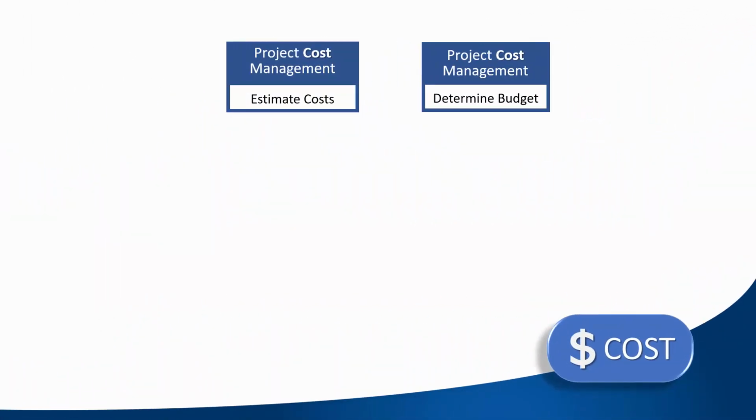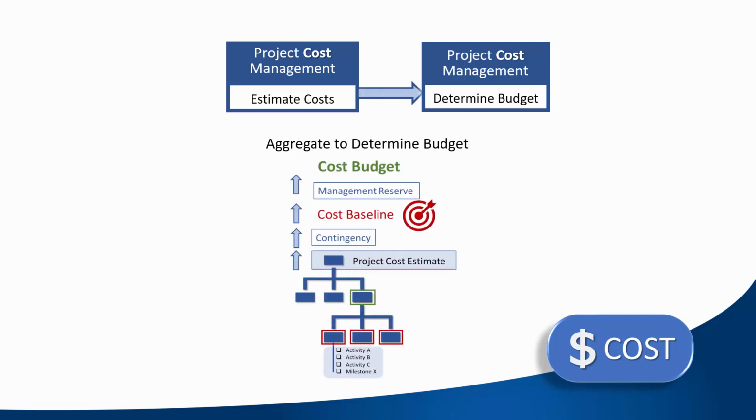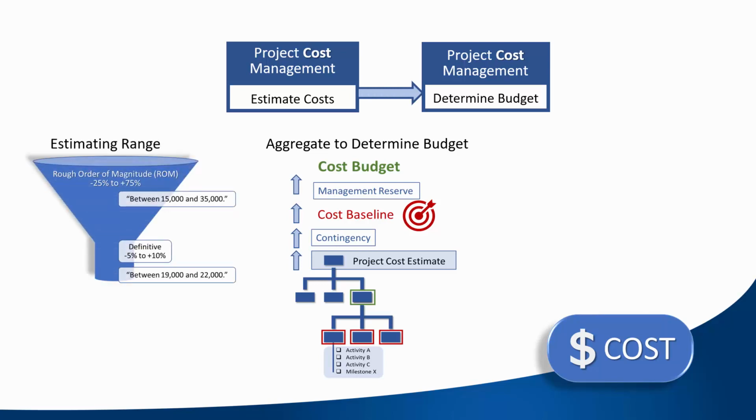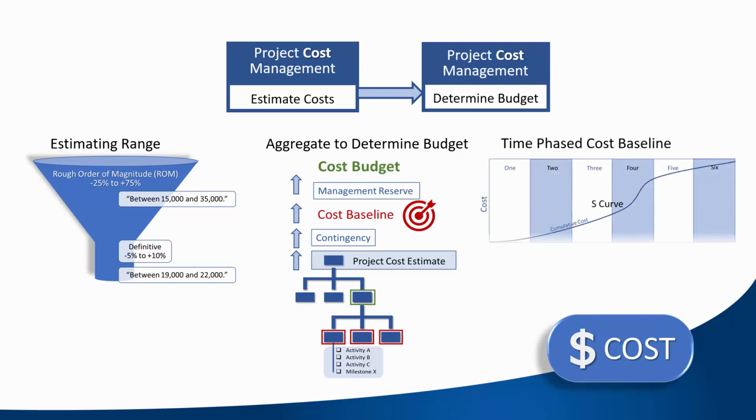We saw in this lesson that we estimate costs, then aggregate them to determine the budget. We saw how the concept of progressive elaboration of scope also affects the progression of accuracy of estimates. Estimating ranges are wider when we first estimate and become much tighter as we iterate through the planning process. The time-phased cost baseline introduced the term S-curve, showing the cumulative cost of the project over time. That helps us understand our funding requirements and create a funding plan.